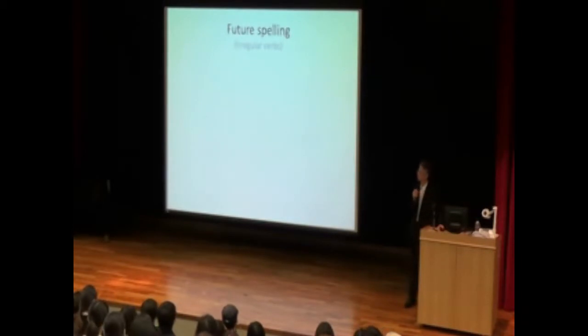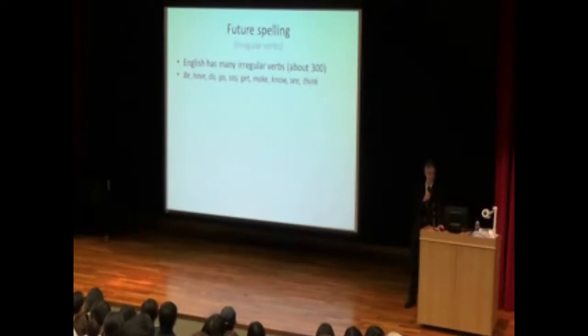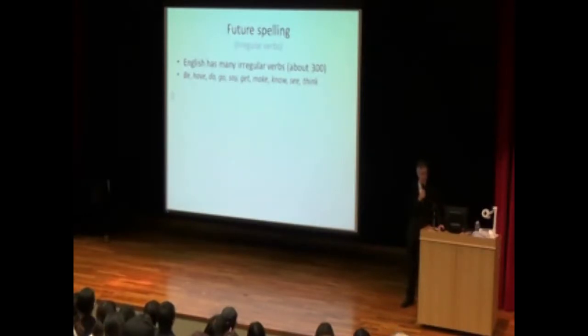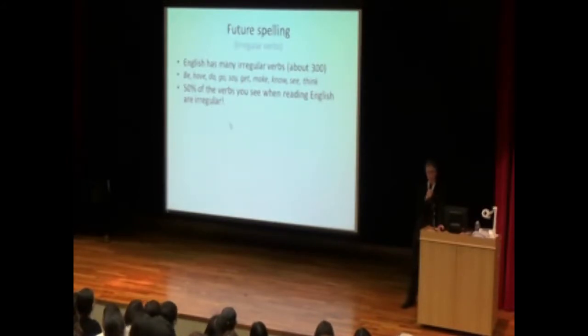Now, future spelling. As you know, English has many irregular verbs. There are about 300 irregular verbs. If we can just do a little case study for a minute or two about irregular verbs and their spellings. These are among the most common verbs in the English language. 50% of the verbs you see when you're reading English are irregular verbs.